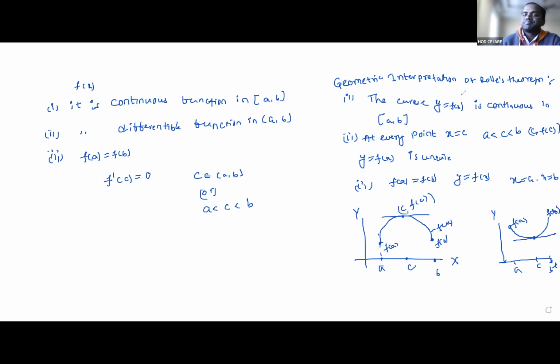First point, the curve y is equal to f of x is continuous in the closed interval a comma b.